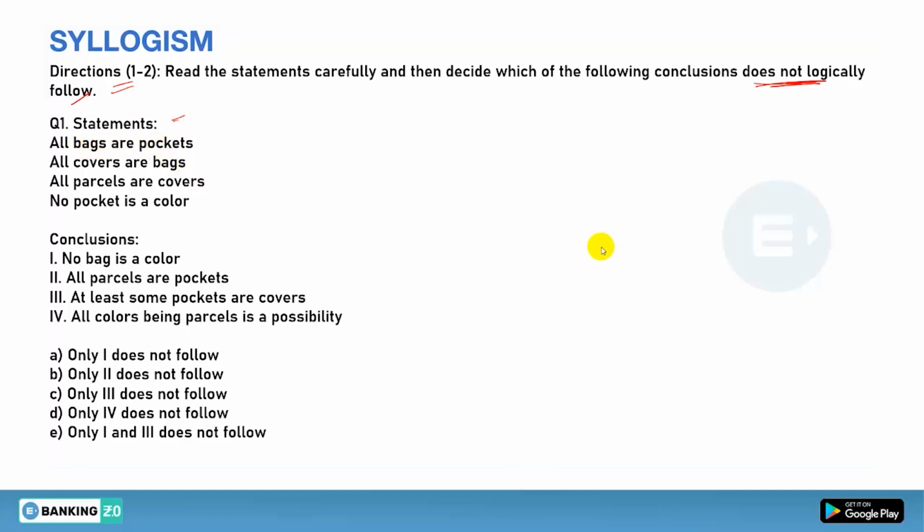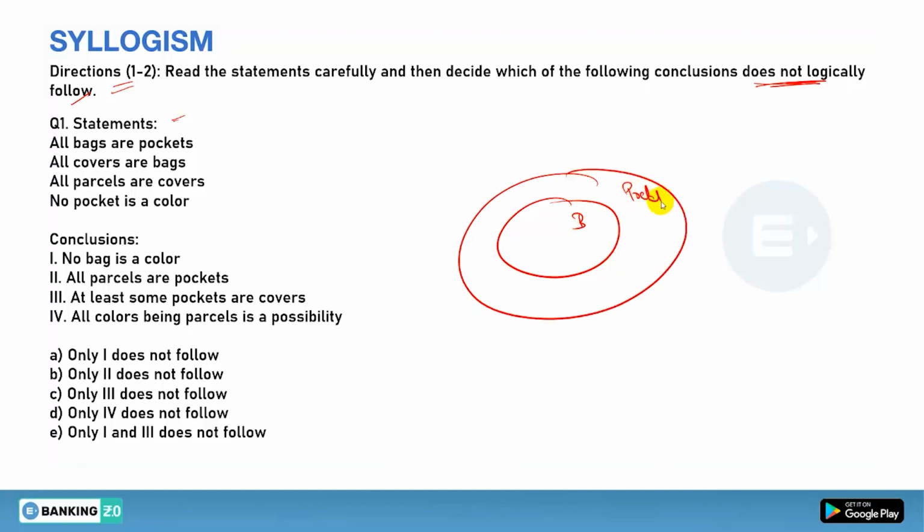Okay, let's read the statement. All bags are pocket. Now all covers are bags, so cover will be inside this, so it will be cover. Now all parcels are cover, so parcel will be inside it, so that will be parcel. This is pocket, and no pocket is color. So this is pocket and no pocket is color. Done.